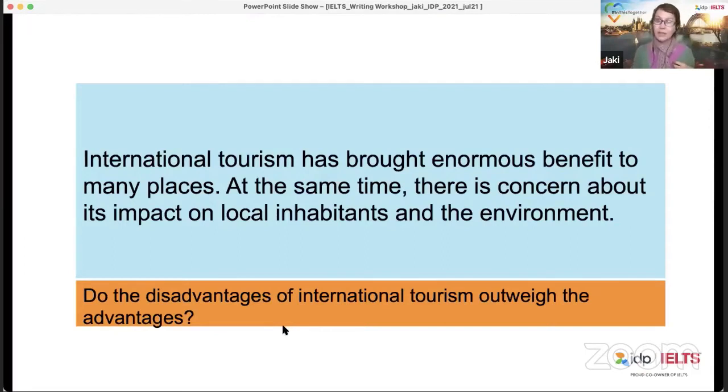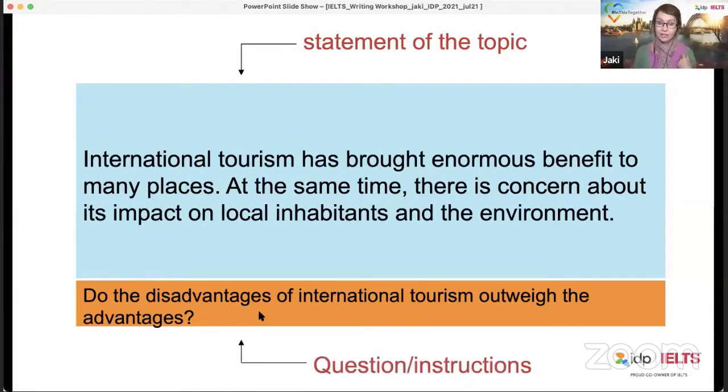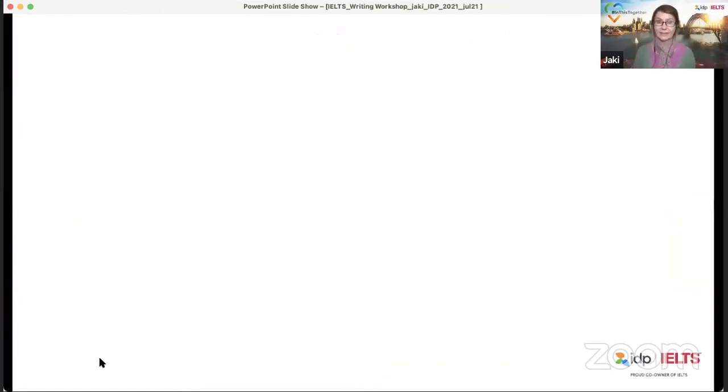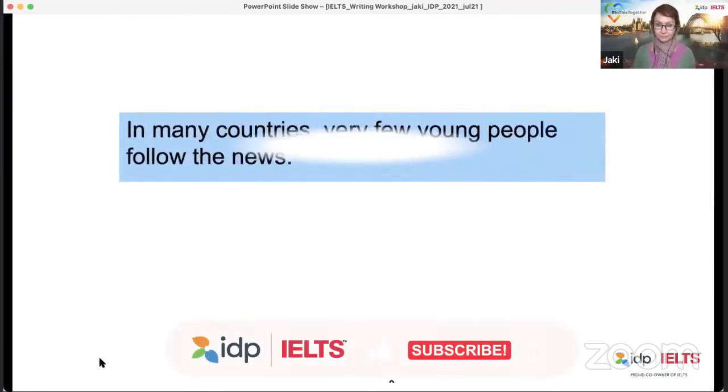Okay, so can you see that there's 2 parts? There's the topic. We're talking about international tourism and its impact. And then there are your instructions or questions. This is what you have to do. You have to think whether the disadvantages outweigh the advantages. Okay, so the topics are always like this. Let's look at another one.